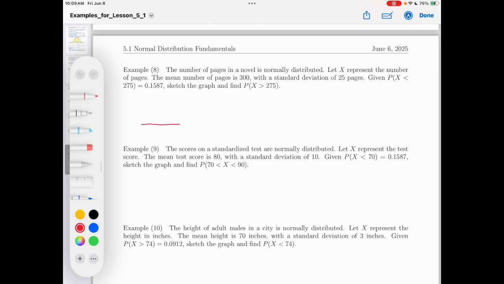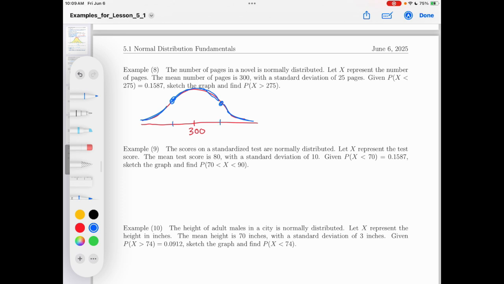Here's our normal curve. The mean always goes in the middle, so that's 300. We have a standard deviation of 25 pages. So when I imagine where my curve goes from concave down to concave up, that's going to be where my first standard deviation is going to be. So about right here.